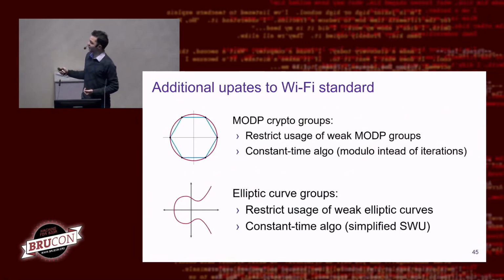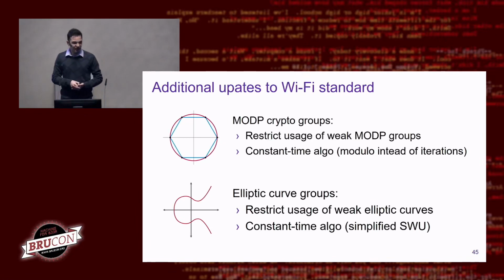And this is done both for mod P and elliptic curve groups. So in both these cases, a different algorithm is being proposed so that there are no more timing leaks. On top of that, previously it was unclear which elliptic curves and mod P groups you were allowed to use as an implementer. They now also have more clear guidelines on which groups are secure and which are weak.